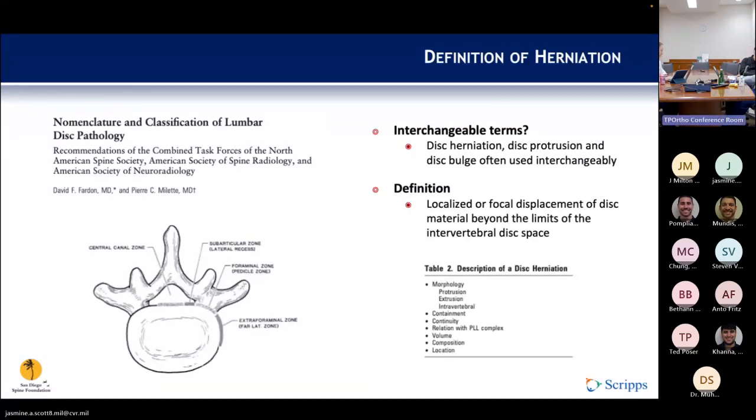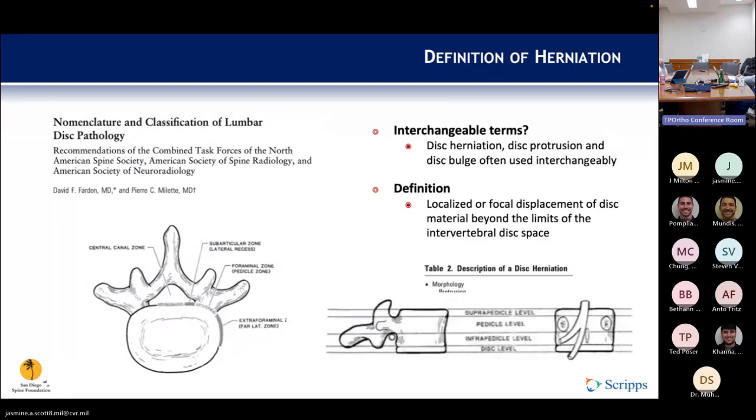And then here is just sort of an axial view of the subvertebra, and they talked about the central canal zone, also called posterolateral subarticular zone, foraminal zone and then extraforaminal zone. We'll talk about all of those with a little bit better pictures coming up. And then also just looking from the sagittal, you can also define the location in relation to the pedicle. So above, well, at the pedicle, below the pedicle, and then at the disc level.